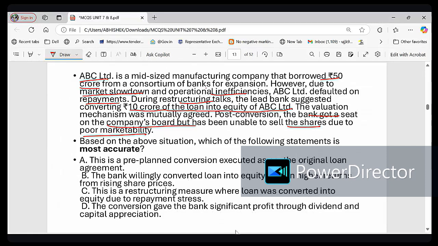Right. So what do you think? Which statement is more accurate?